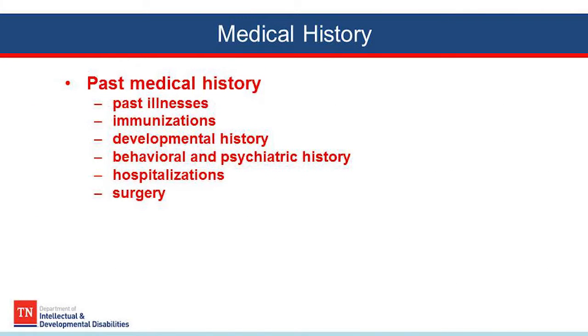Past medical history is still history, so have there been any serious illnesses? Are the person's shots up to date, their immunizations up to date? Do we know about their developmental history? That can be helpful. What about behavior and psychiatric history? They've been in hospital. Usually that implies a significant issue. And if they had any surgery.